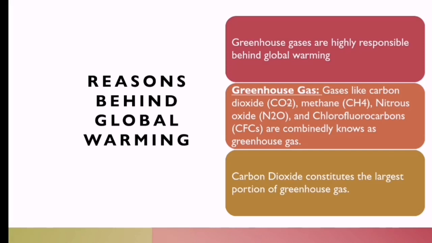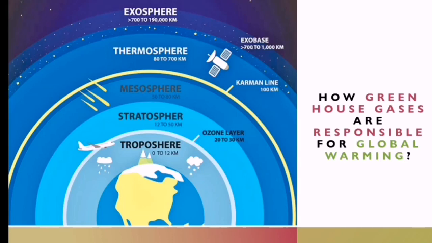From this, we can easily understand the danger of climatic changes. Naturally, our planet Earth is protected by the layers of atmosphere that save us from the extreme heat and harmful rays of sunlight, like ultraviolet rays, which are also known as UVs. These atmospheric layers are troposphere, stratosphere, mesosphere, thermosphere, and exosphere.